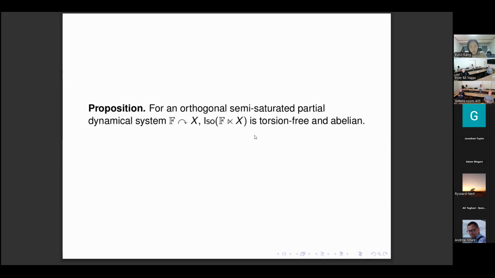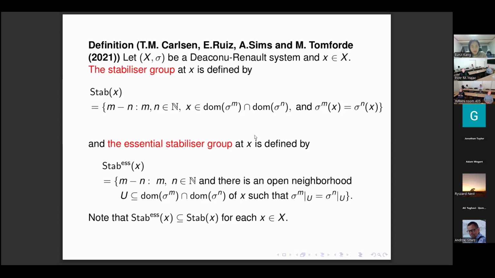And then before I introduce another main result, we need to revisit this definition.